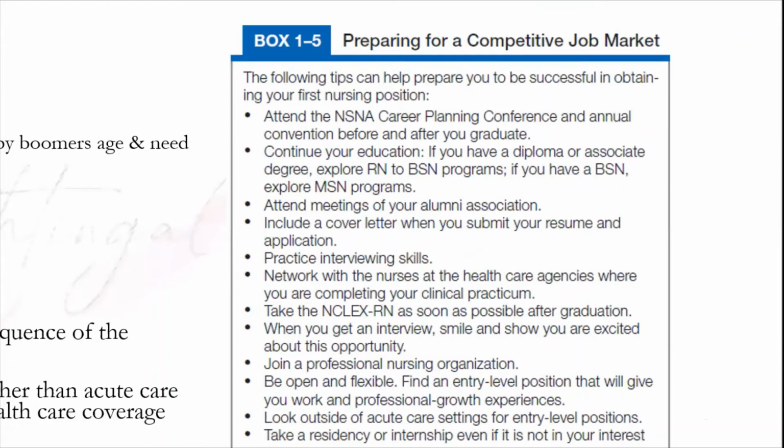Okay, these are the following tips that can help prepare you to be successful in obtaining your first nursing position. First, attend the NSNA Career Planning Conference and Annual Convention before and after you graduate. Continue your education. If you have a diploma or associate degree, explore RN to BSN programs. If you have a BSN, explore MSN programs. Attend meetings of your alumni association. Include a cover letter when you submit your resume and application. Practice interviewing skills. Network with the nurses at healthcare agencies where you are completing your clinical practicum.